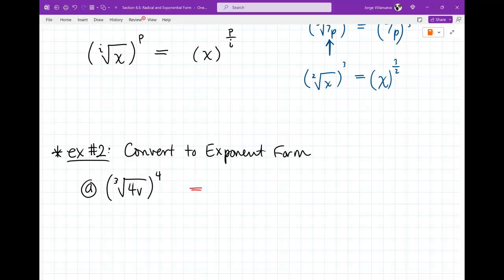Now remember, whatever is inside of the radical, you're going to write it out and then put a parenthesis around it. So this is going to be 4v, like that. Okay? And then use your definition. P over I is your fraction, right? My power is 4. My index is 3. Right? So 4/3. And you're done. That's your answer. Okay? Again, you don't have to do anything. Just write it out. Okay?